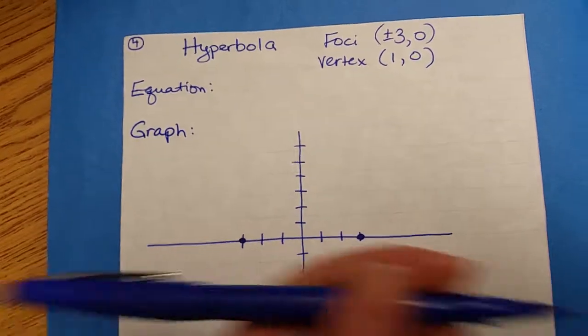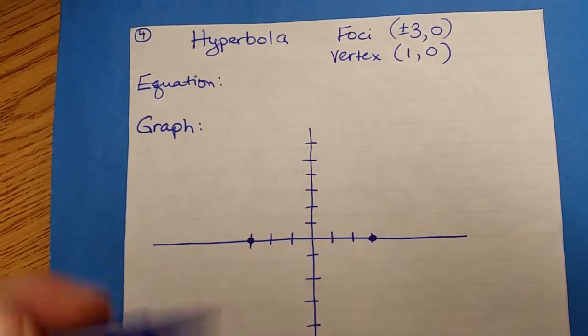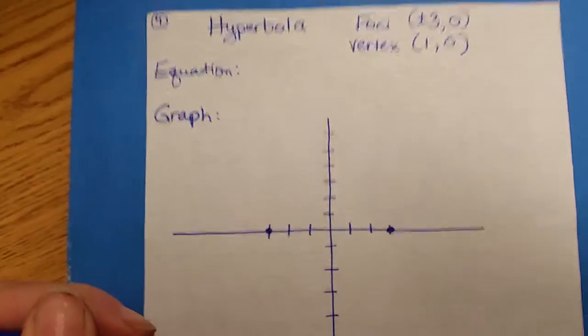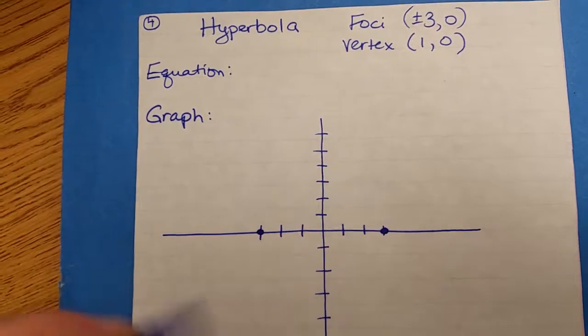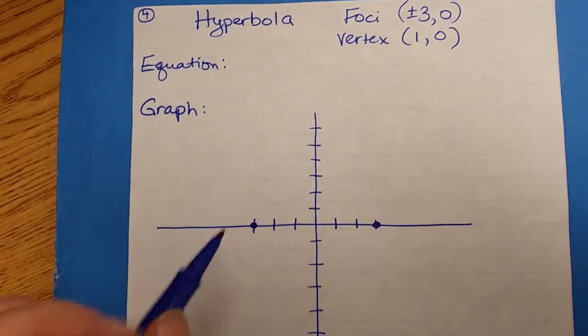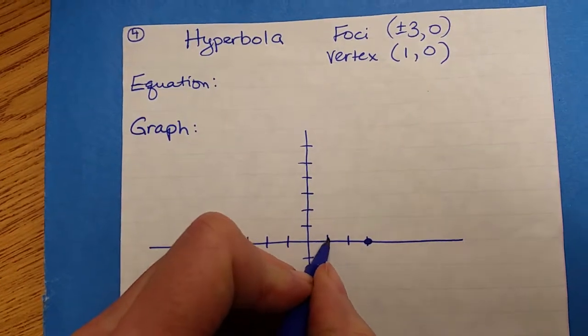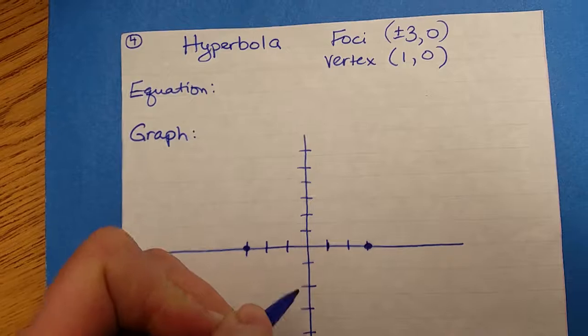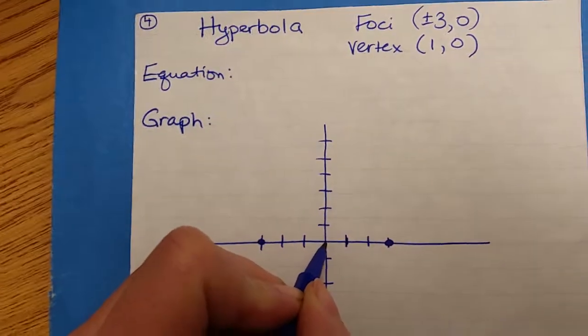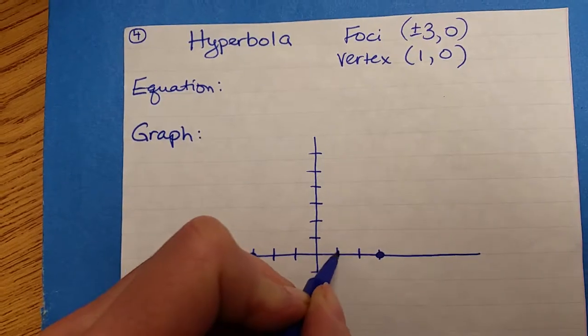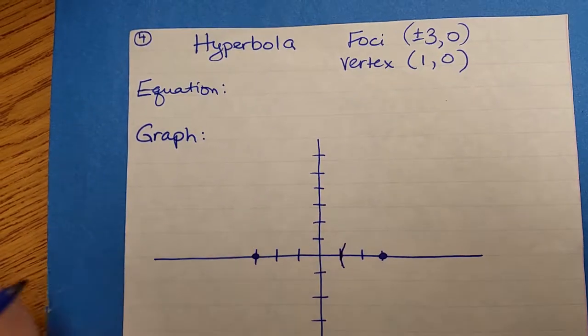Okay, so we can tell that this is a back and forth. This is an x-oriented hyperbola, which means that the x is going to be the positive term and the y will be the negative term. Now, vertex 1, 0, which would be right here. Now, I had to look this up because I thought that doesn't make any sense because the center should be between the two foci, but the vertex is not the center. The vertex is where the little branches cross.